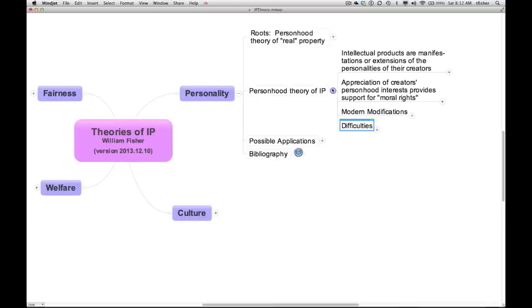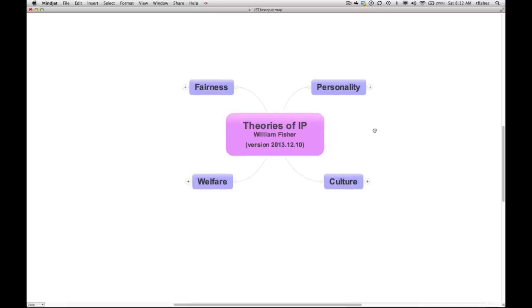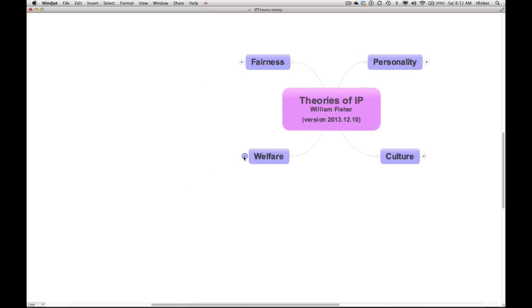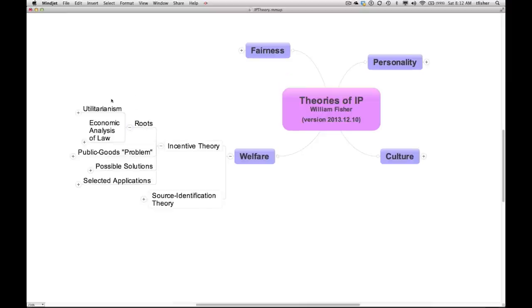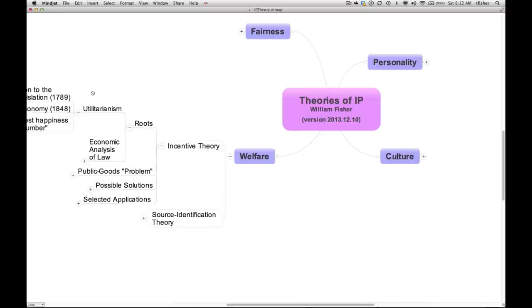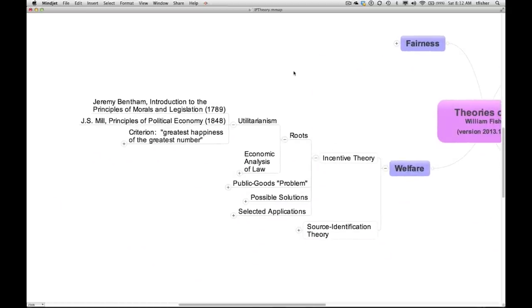Today, we turn to the welfare theory, which has a very different heritage. The foundation of the welfare theory is, as I mentioned, utilitarianism. Its patron saints are Jeremy Bentham and John Stuart Mill, who established, starting in the late 18th century, a distinctive approach to political thought and eventually economics.